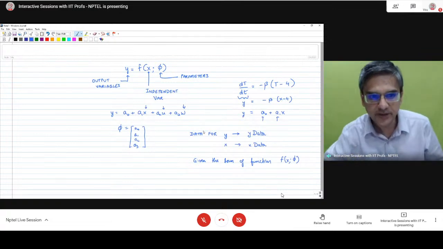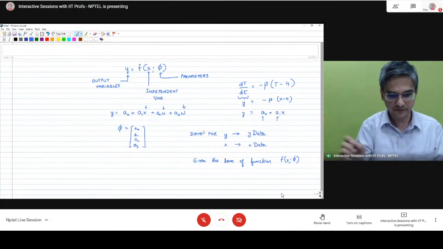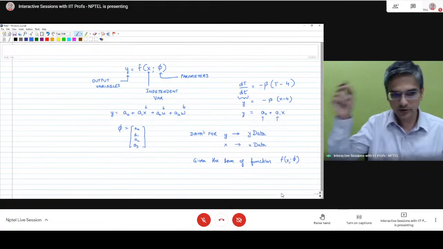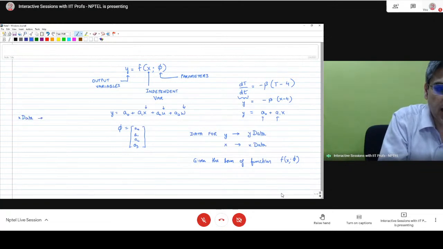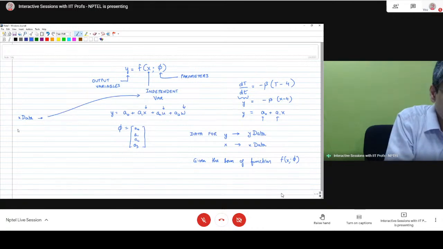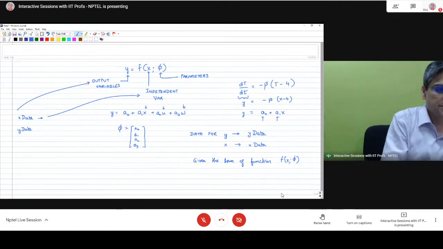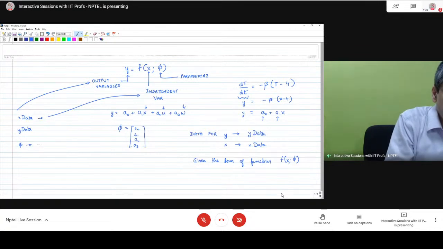So let me go over this again. When I say X data, this means data for the independent variable. When I say Y data, I mean data for the output variable. Phi is the parameters.